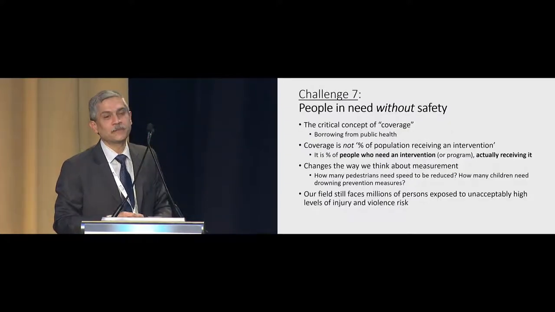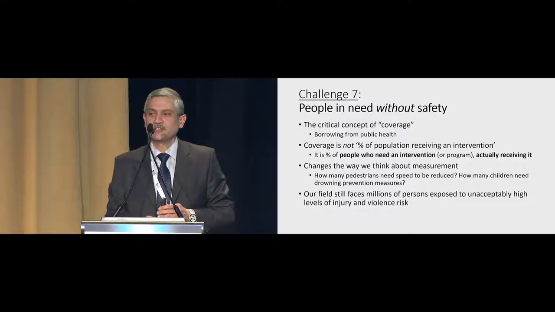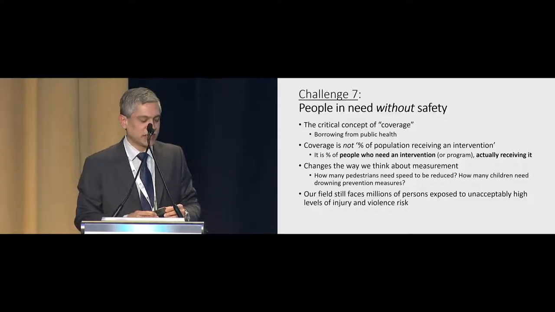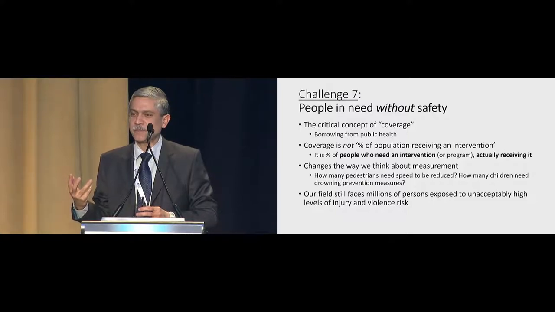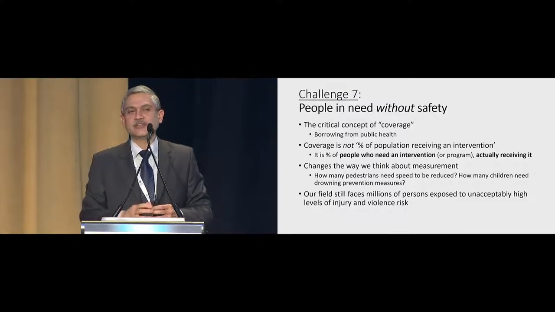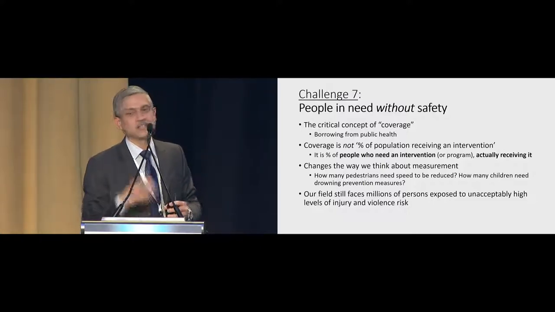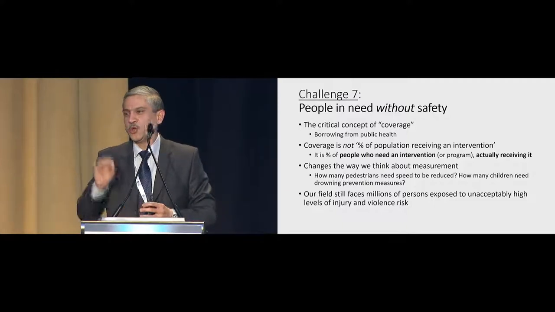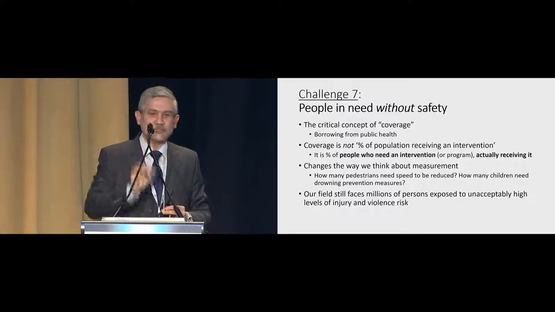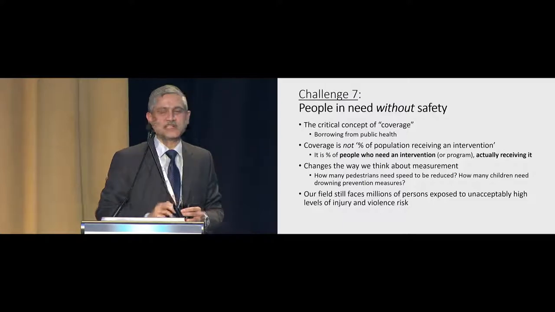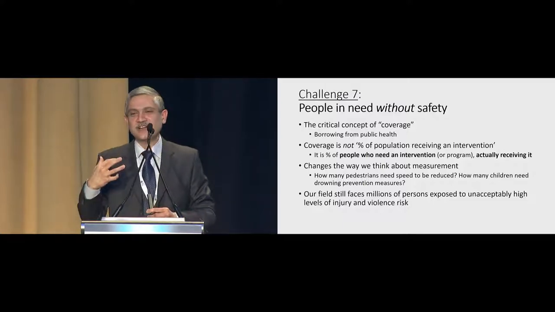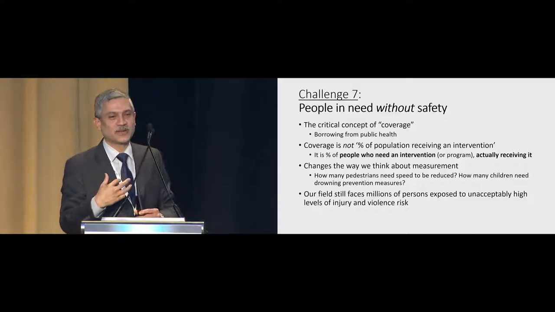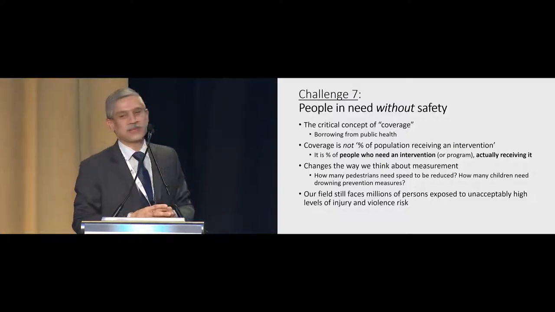And then finally, I think the seventh challenge is something that I hope many of you will begin to recognize. It is our concepts of utilization and coverage. Distributing interventions to the general population is not what we are about. We should be about distributing and ensuring that people who need those interventions actually receive them. So the definition of coverage has to have those people who need those interventions in the denominator.